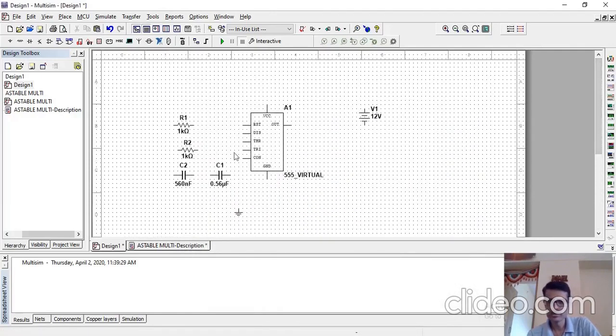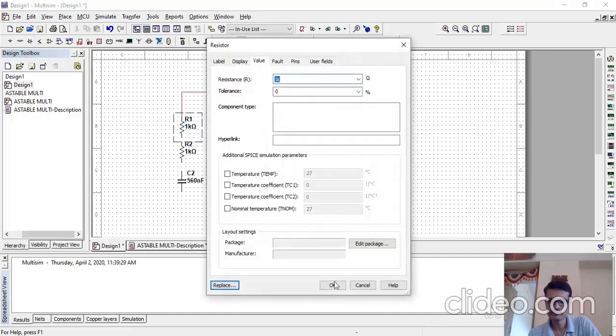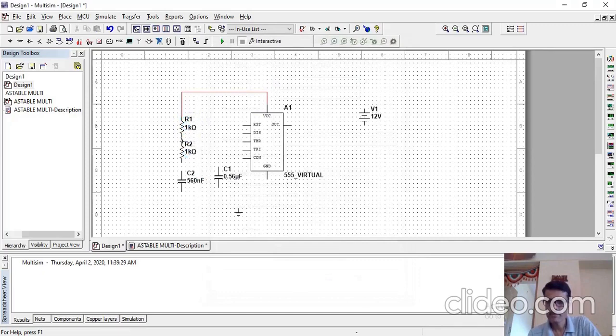Now we will start the connection. Before that, let me rotate these resistors and place them properly. This capacitor again. Okay, so I'll connect this to the resistor. This is the junction. Let me drag it a bit. This resistor also.